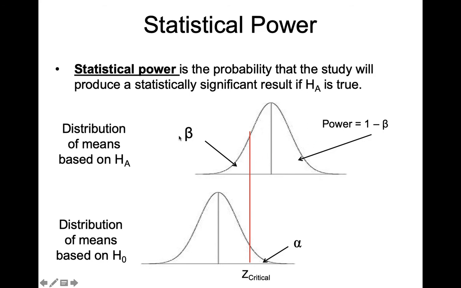So whatever the probability of beta is, 1 minus beta is our power. If beta is 10%, power is 90%. If beta is 20%, power is 80%. All right, good. So power is what we want. So how do we get power?